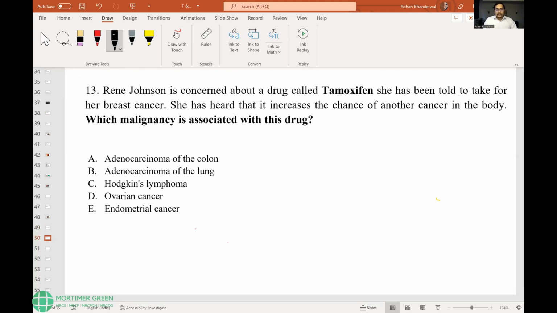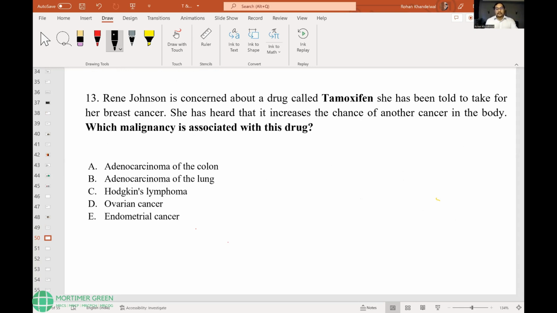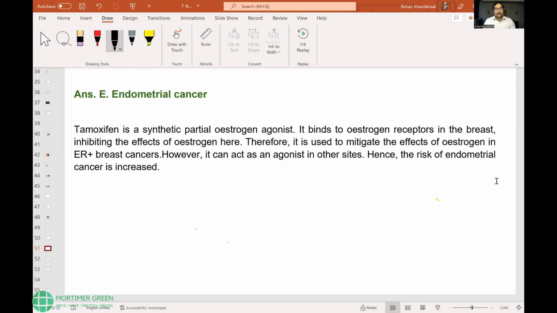Again, a common question. Renee Johnson is concerned about a drug called tamoxifen, which she's been told to take for breast cancer. She has heard that it increases the chances of cancer in the body. Which malignancy is associated with this drug? This is very straightforward. Correct. Endometrial cancer is correct, which is why we monitor the endometrial thickness in patients who are on tamoxifen.